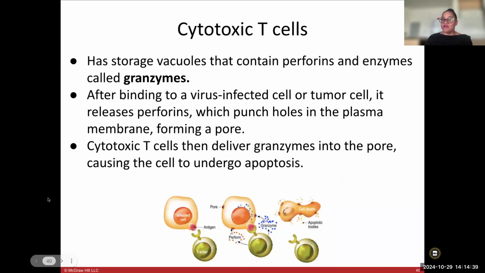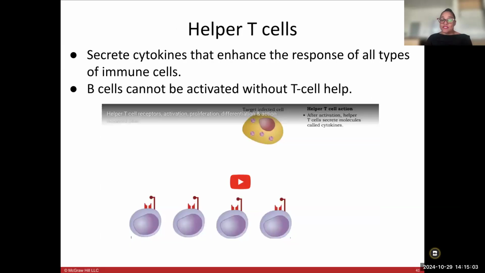Cytotoxic or killer T cells have storage vacuoles that contain perforins and enzymes called granzymes. After binding to a virus-infected cell or a tumor cell, it releases these perforins, which will punch holes in the plasma membrane and form a pore. Cytotoxic T cells then deliver granzymes into the pore, causing the infected cell to undergo apoptosis. Helper T cells secrete cytokines that enhance the response of all types of immune cells. B cells cannot be activated without T cell help.